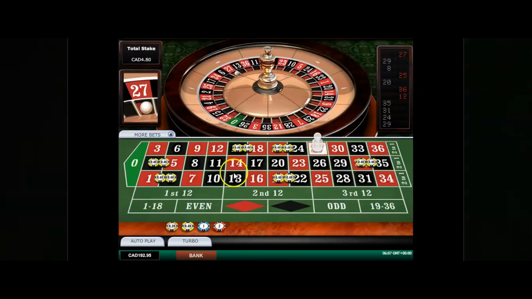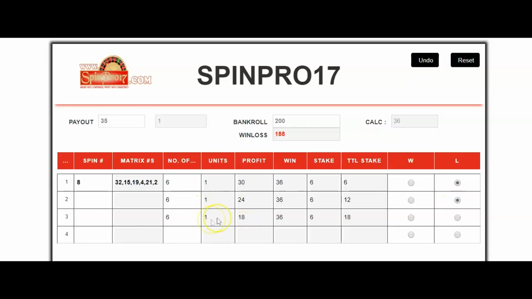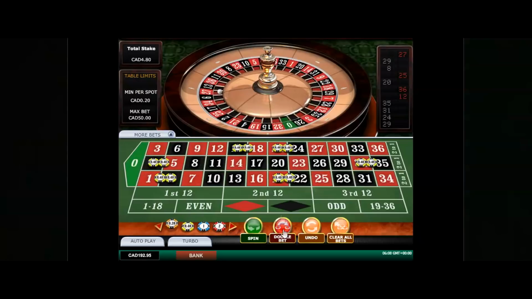Okay, 27. Don't have it. So I'm going to put this, and it's going to tell me, I mean, this is telling me just keep it at 1 because it's not factoring that I'm also splitting the numbers as well. So I really didn't put 6. It was actually 12. Okay. So I'm going to repeat the bet. I'm going to add one more to it.